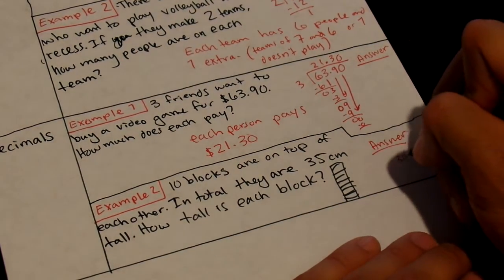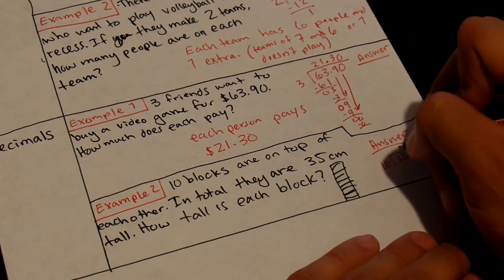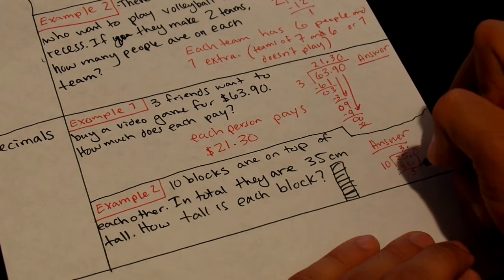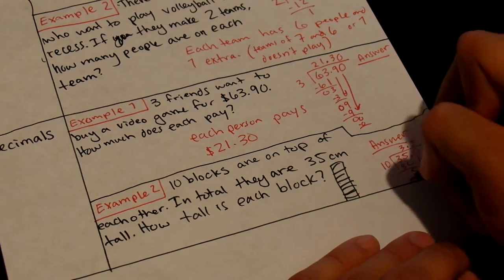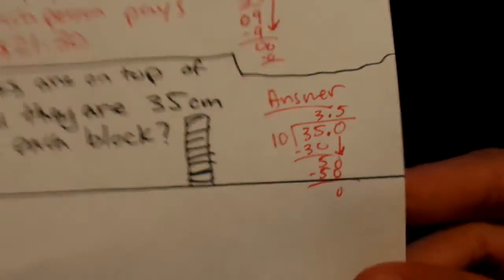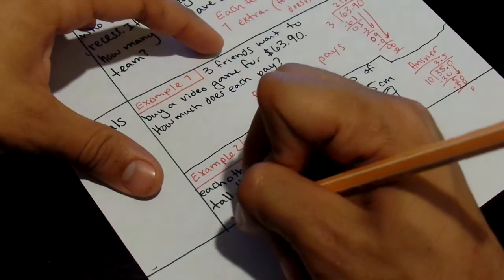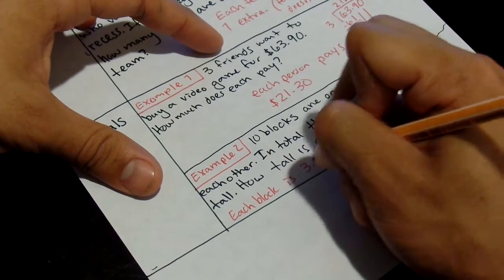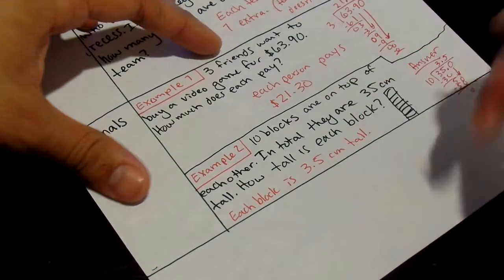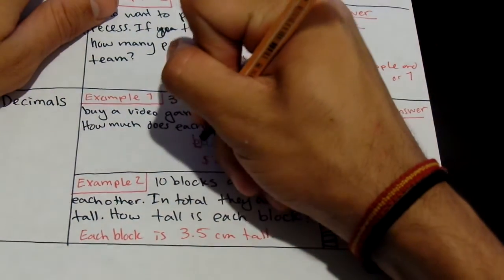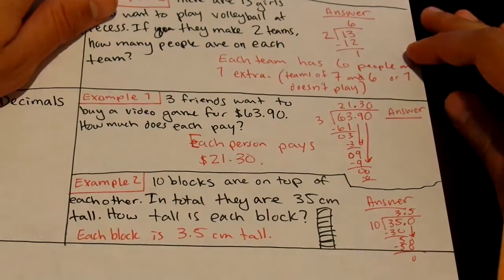This one will be 35 divided by 10. We get 3. Now we want to put a decimal, got a 0, and we get an exact 5. So in this case, make sure you can see that. 35 divided by 10, we got 3.5. So we have an exact answer. Each block is 3.5 centimeters tall. Okay? Let's make that capital just to be good English.